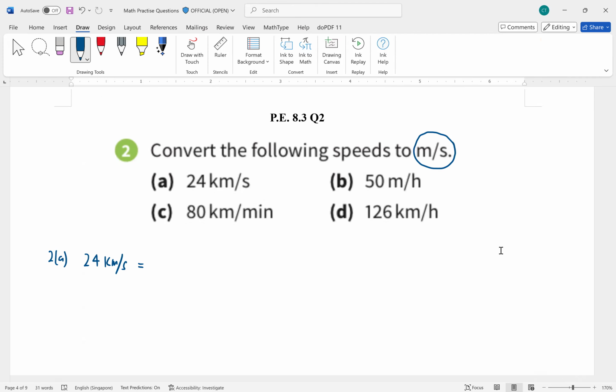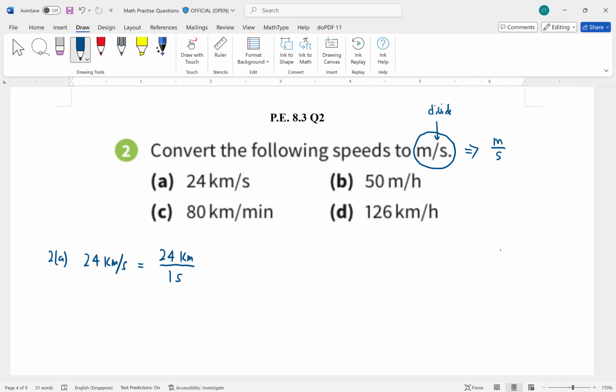Okay, so basically when we say that the speed of something is 24 kilometer per second, it means that this object is actually moving very fast, because in 1 second it moves 24 kilometers, right? So if we were to write it down as a fraction, it will actually look like this: 24 kilometer divided by 1 second. Okay, we want the unit to be meter per second, right? So meter per second is actually meter divided by second. Okay, this line over here actually stands for divide. It's actually a divide sign.